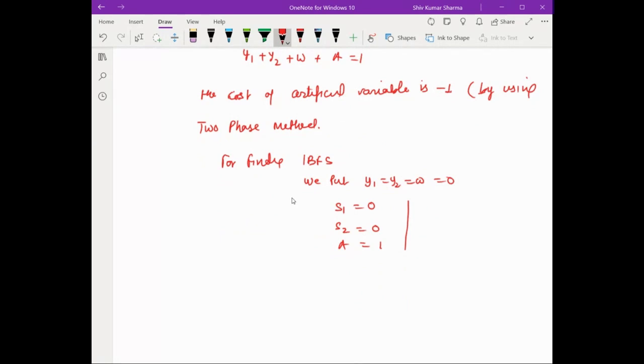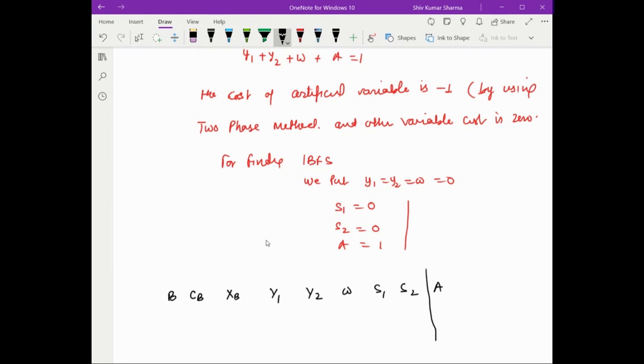And we consider the cost of the artificial variable as -1 by using the two-phase method, and the other variable cost is 0. We write here the other variable cost is 0. So we construct a table. When we construct the table of the simplex method, we take B as the basic variable, CB is the cost of the basic variable, and XB the value of the initial basic feasible solution, and variables Y1, Y2, omega, S1, S2, and A, the artificial variable.